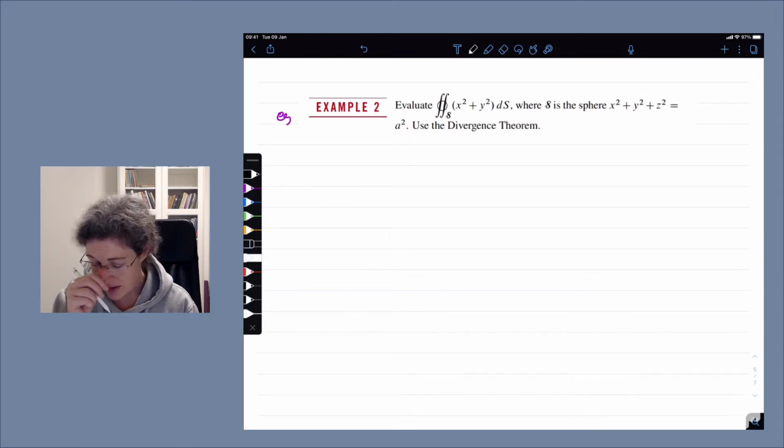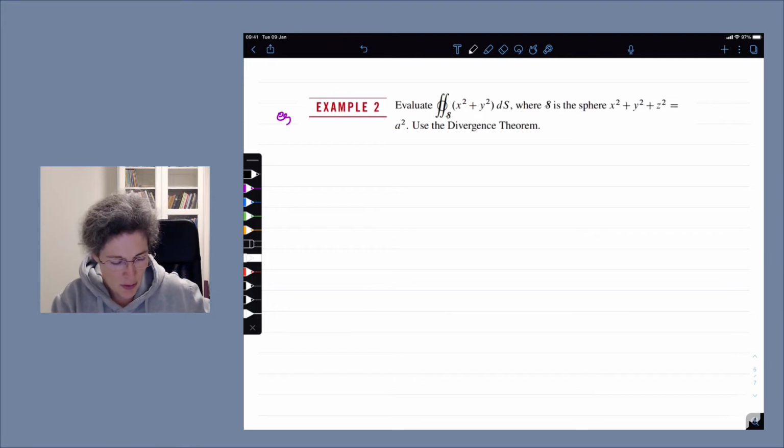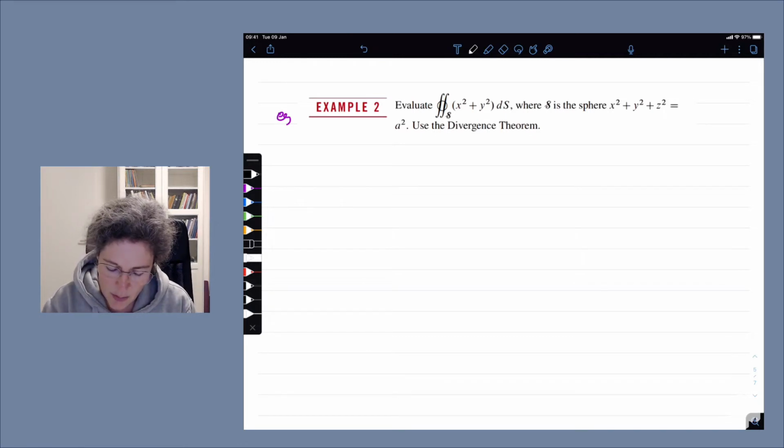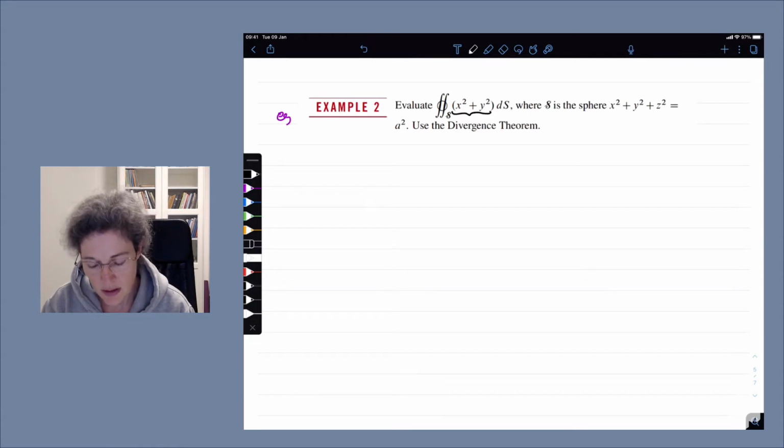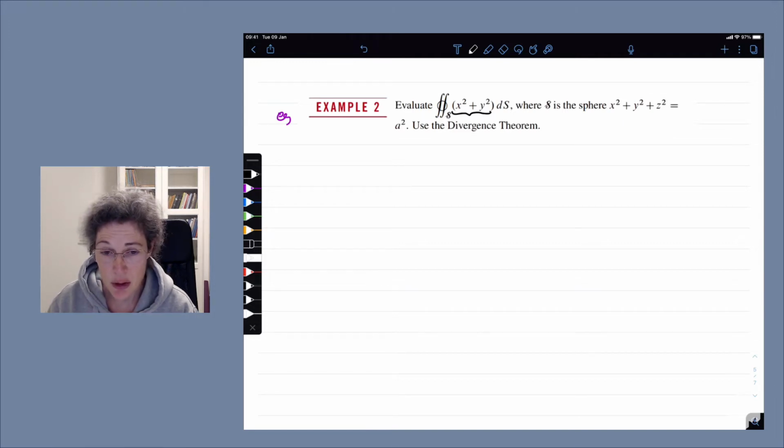Let's have a look at another use of our divergence theorem. So let me grab my notes. Okay, so we would like to evaluate this integral of this scalar field over that surface. And you might initially think, but that doesn't look anything like Gauss's theorem, but we can in fact turn it into something that looks like Gauss's theorem.